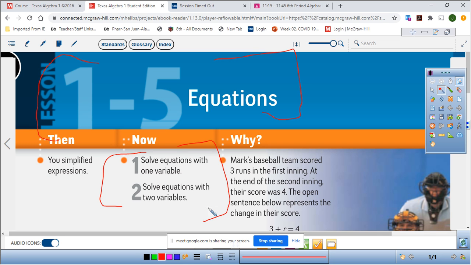Okay, we should be finishing up pretty soon. We're going to solve equations with one variable. Make sure you know that. And we're going to solve equations with two variables. We're not going to do much. It's pretty basic today. A lot of basic math, adding, subtracting, stuff like that. Dividing a little bit here and there.